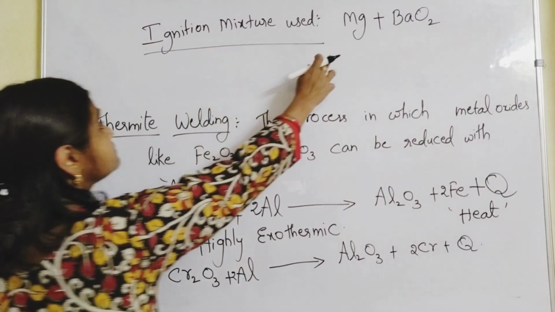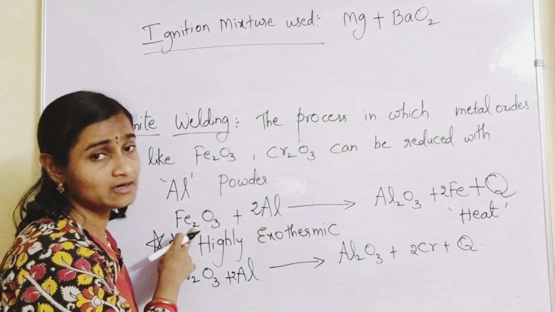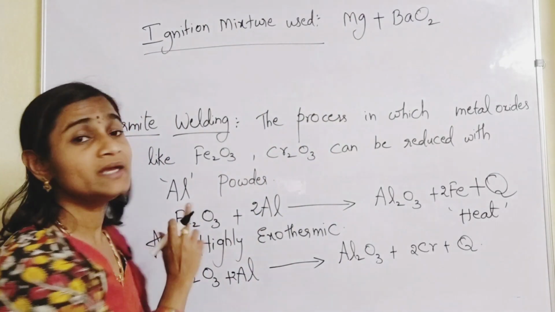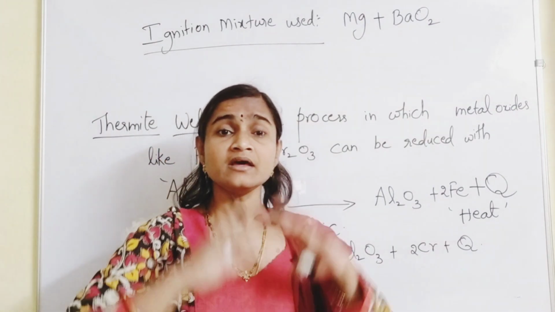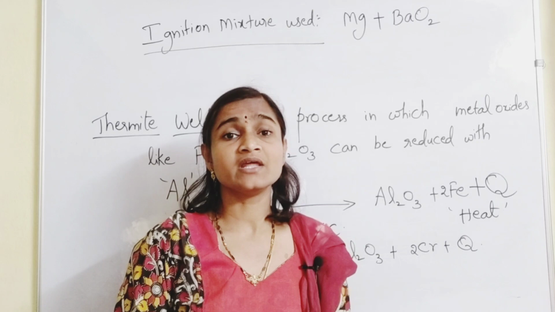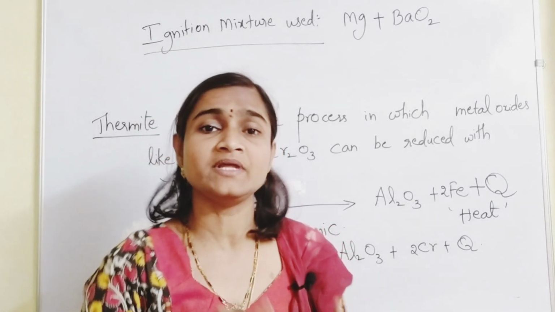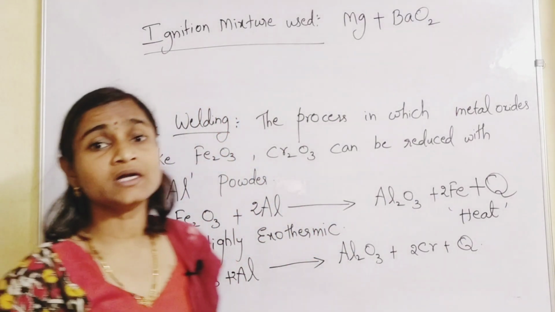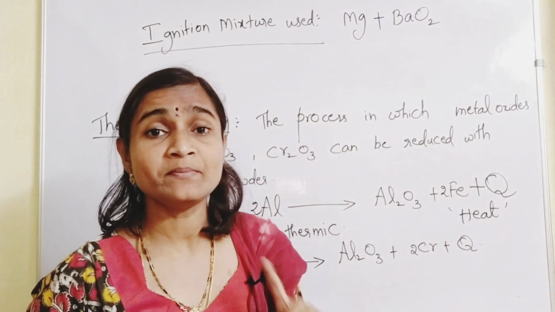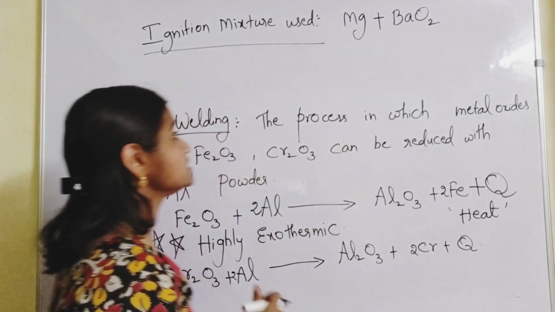When you add this to the mixture of iron oxide and aluminum, immediately it catches fire and the mixture gets ignited, much heat is generated, and a highly exothermic, explosion-type reaction will happen. So this process you call as the aluminothermy process or thermite process.